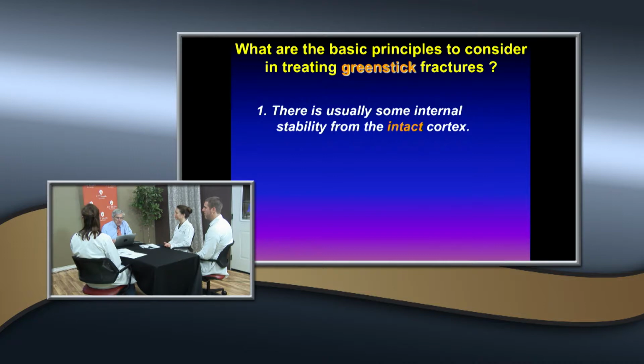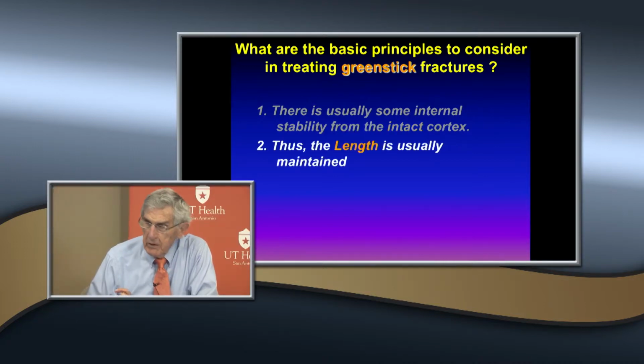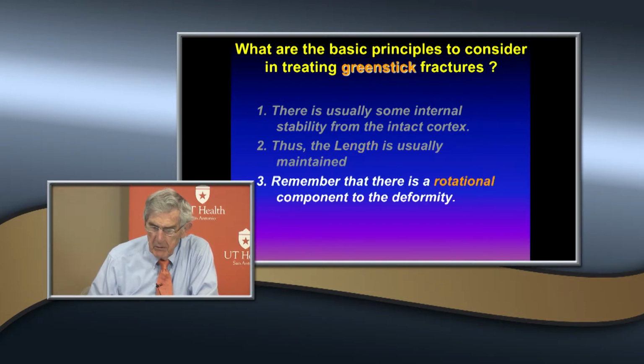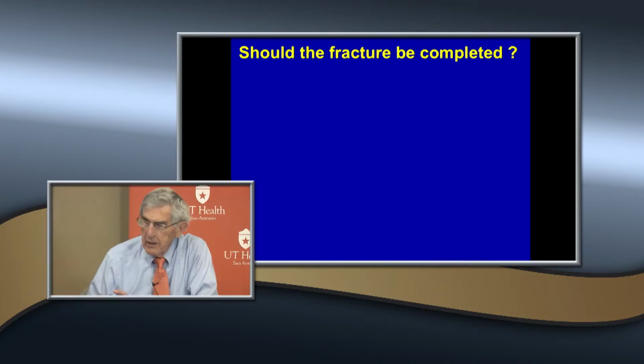Well, there's usually internal stability from the intact cortex. So length is maintained. You don't have to worry about that. But remember, it's got both. What are the two major components of green stick fractures? The rotation and angulation. That's right.